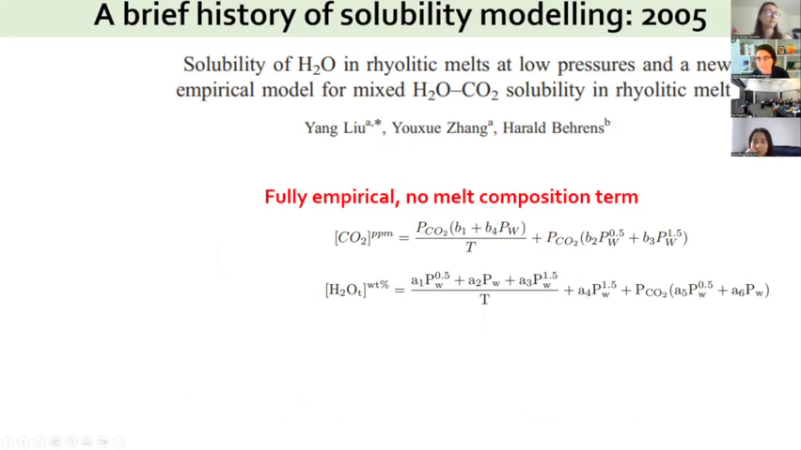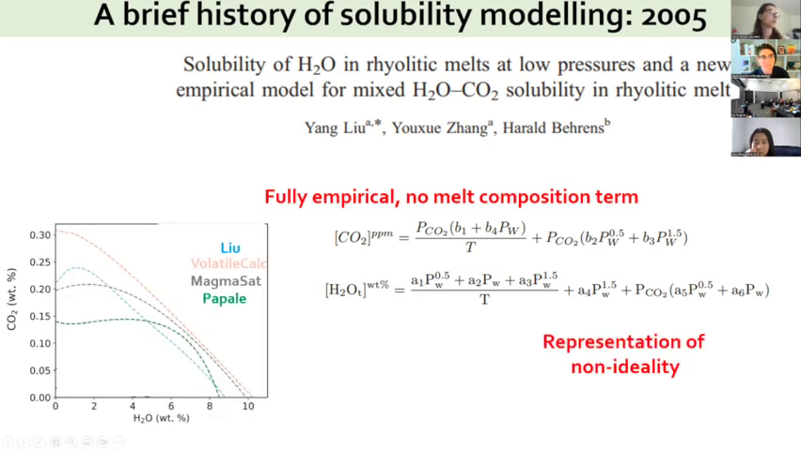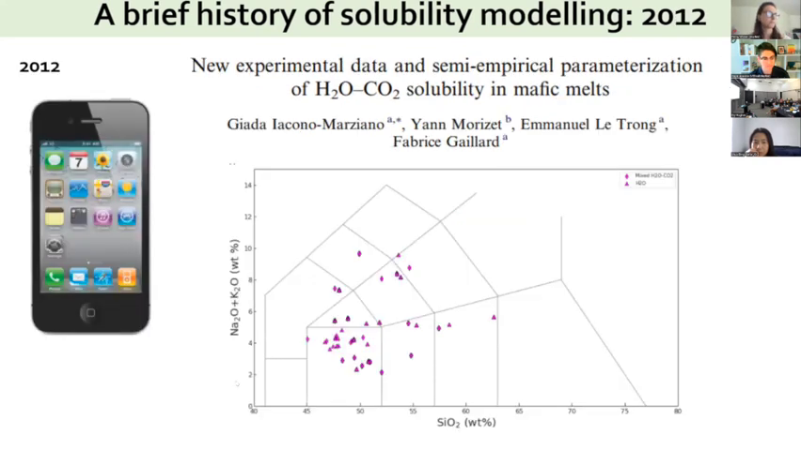It's basically just got a lot of pressure over temperature terms raised to varying powers, which give it this shape in solubility pressure space. But one of the key things about this model is it has non-ideality, so it shows curved isobar shapes. And this is one of the first models to do this.